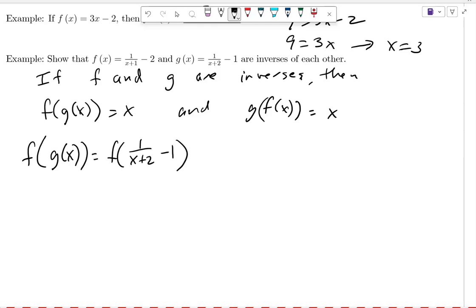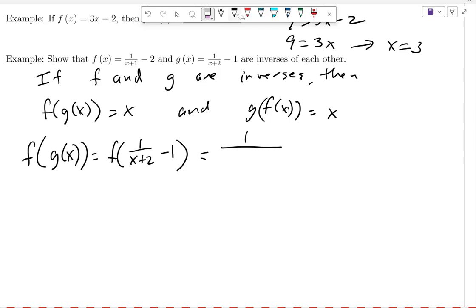So if we want to do F of G of X, that's F of 1 over X plus 2 and then minus a 1. What do we do with this again? What does that say it told us to do? Yeah, we put it in for X, right? That's just our composition, isn't it?